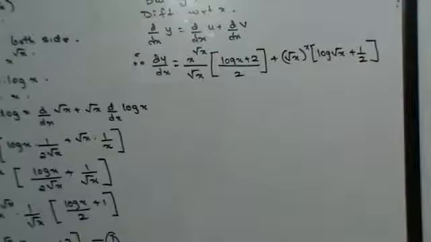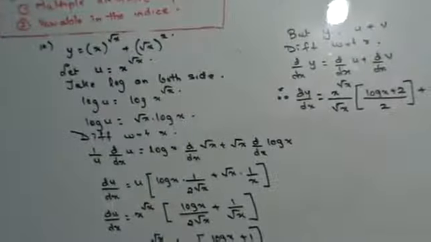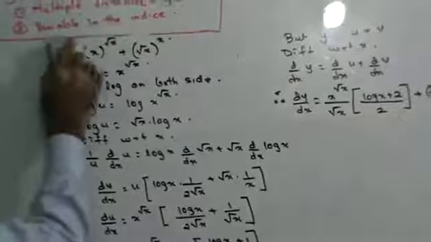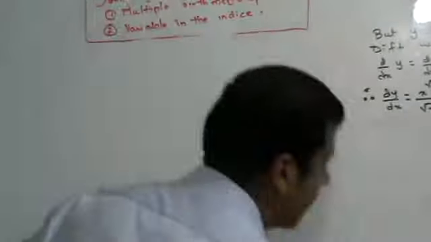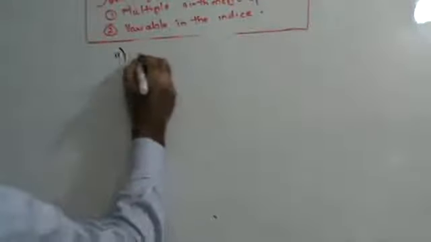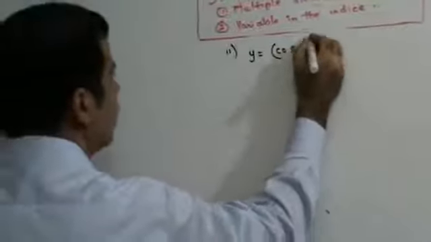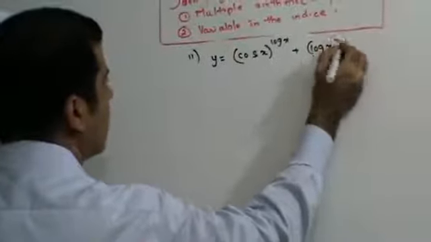Right? Let's move on to the next sum, guys. Y is equal to cos x raised to log x plus log x raised to x.